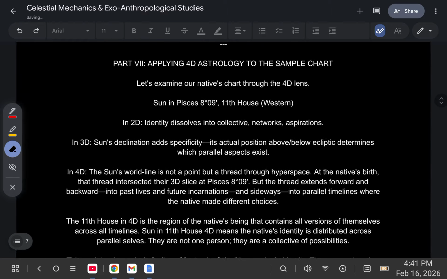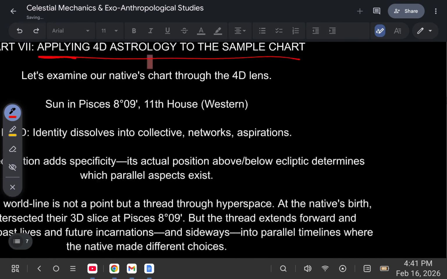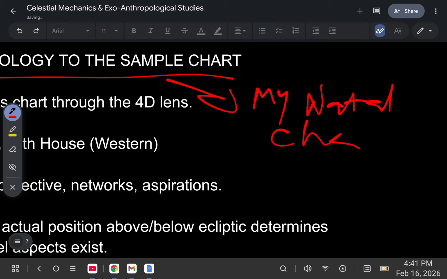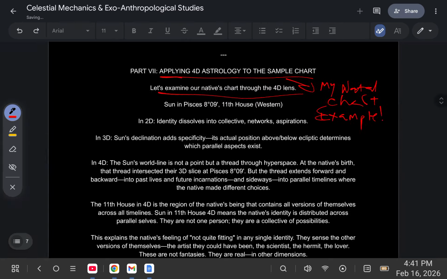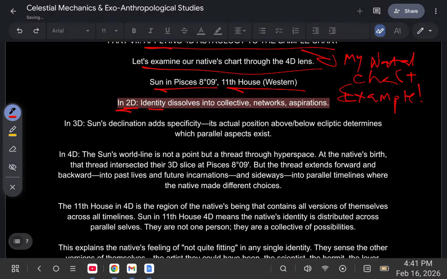Now let's observe applying 4D astrology to the sample chart, which is literally my own personal natal chart, as an example. So let's examine our native's chart through the 4D lens. For example, Sun in Pisces at 8°09' in the 11th house, Western. So in 2D, identity dissolves into collective networks and aspirations. Why? Because it's in the 11th house.